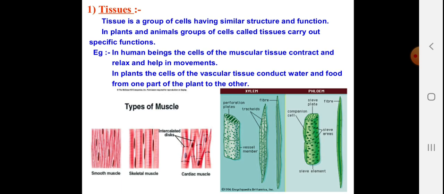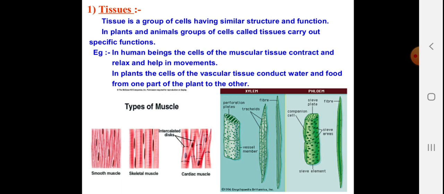In plants, the cells of vascular tissue conduct water and food from one part of the plant to the other part of the body. That is the transportation of water and translocation of food. You can see the types of muscle tissues I have shown in the figure here: smooth muscles, skeletal muscles, and cardiac muscles. You can find intercalated discs in the cardiac muscles. You can also find plant tissues like xylem and phloem in the figure.